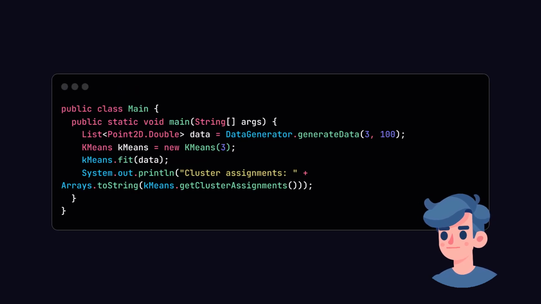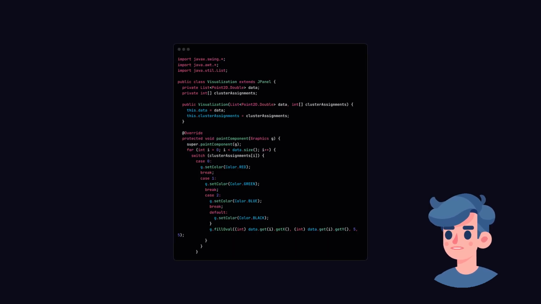We've now built our k-means algorithm. Let's put everything together and see it in action. We will modify our main method to include the fitting of the k-means model. Now that we have executed the k-means clustering, let's add a method to visualize our clusters.